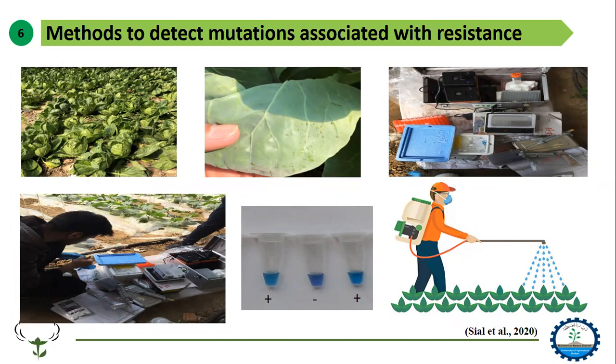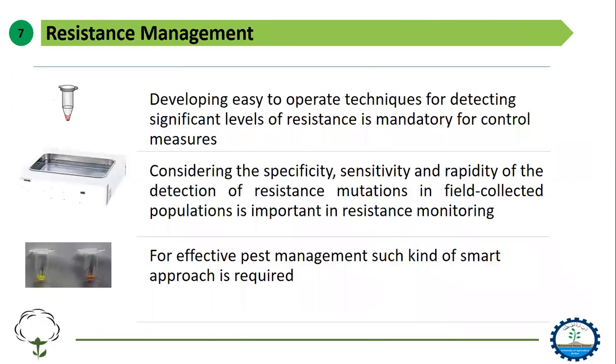We could tell our farmer that you must use another pesticide because that particular pesticide has developed resistance in this insect. So use another insecticide. This technique will give you the results in just 1 to 2 hours in the field. So in resistance management, developing easy to operate techniques for detecting significant levels of resistance is very much mandatory for control measures. We must consider the specificity, sensitivity, and rapidity of detection of resistance mutation in field collected populations, which is very important for resistance monitoring.